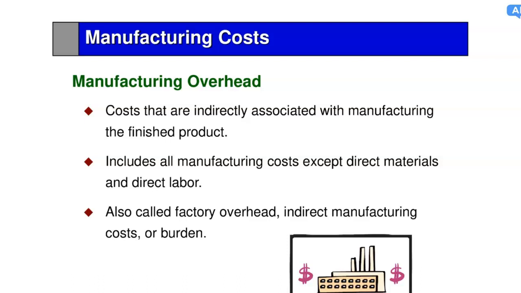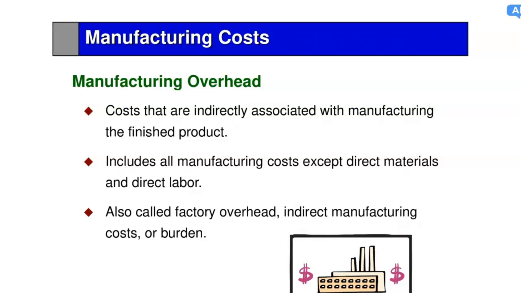Included here is indirect material, indirect labor, rent, insurance, depreciation on the equipment, the electricity. All of these costs are necessary to produce my product, but I have no way of measuring how much of each one of those costs is consumed in the production of my desk. So these are costs that are indirectly associated with manufacturing the finished product. All right, that indirect is the key here. It includes all manufacturing costs except direct materials and direct labor.